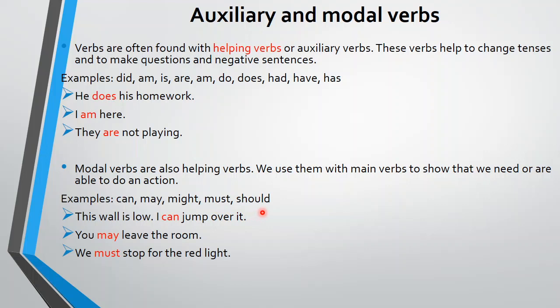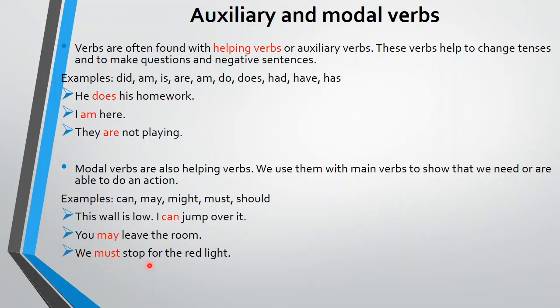Let us use these examples in sentences. This wall is low. I can jump over it. Can shows ability to do something. It shows that you are able to do an action. You may leave the room. May is a modal verb. It shows that you are allowed to do something, you can do something.